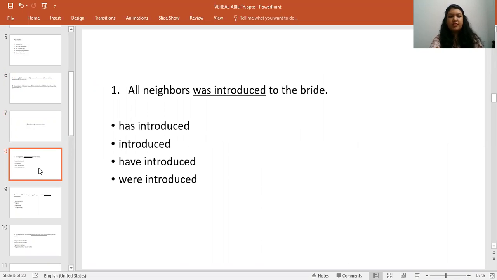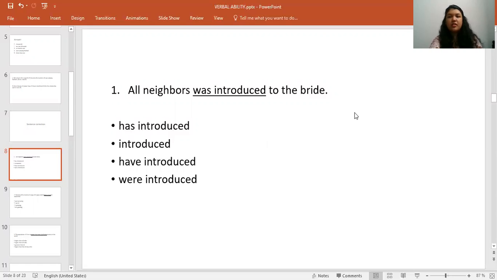Coming to the first sentence. Here also, I have added 5 sentences for your understanding. So the first example is, all neighbors was introduced to the bride. One of the benefits when we compare spotting errors and sentence correction is that in spotting errors, the error is not highlighted, while in sentence correction, we have the error highlighted to understand where it is. So all neighbors was introduced to the bride, and we have got 4 options: has introduced, have introduced, were introduced.